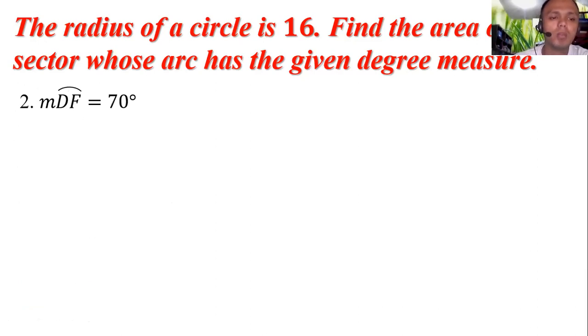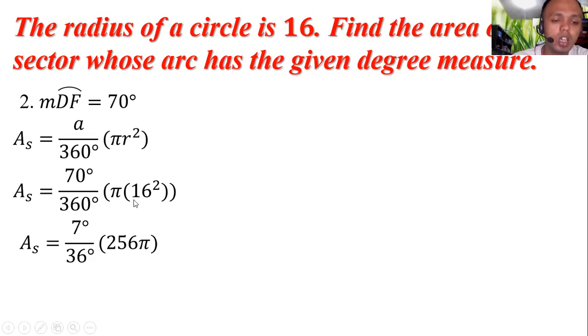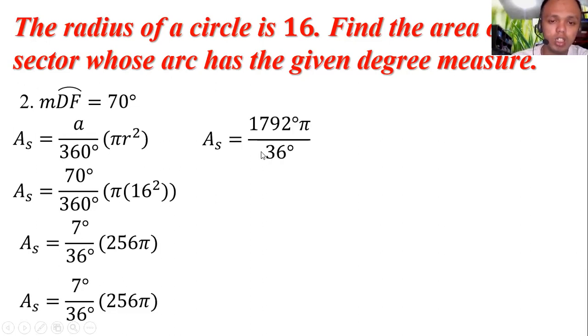Next, what about the measure of arc DF, which is 70? Again, using this formula, substitute A to 70, R to 16. Get the lowest term, 70 over 360, that is 7 over 36. The square of 16 is 256. 7 times 256 is 1,792. Divided by 36, that would be equal to 448 pi over 9. 1,792 is not divisible by 36, but we get the lowest term: 448 pi over 9.